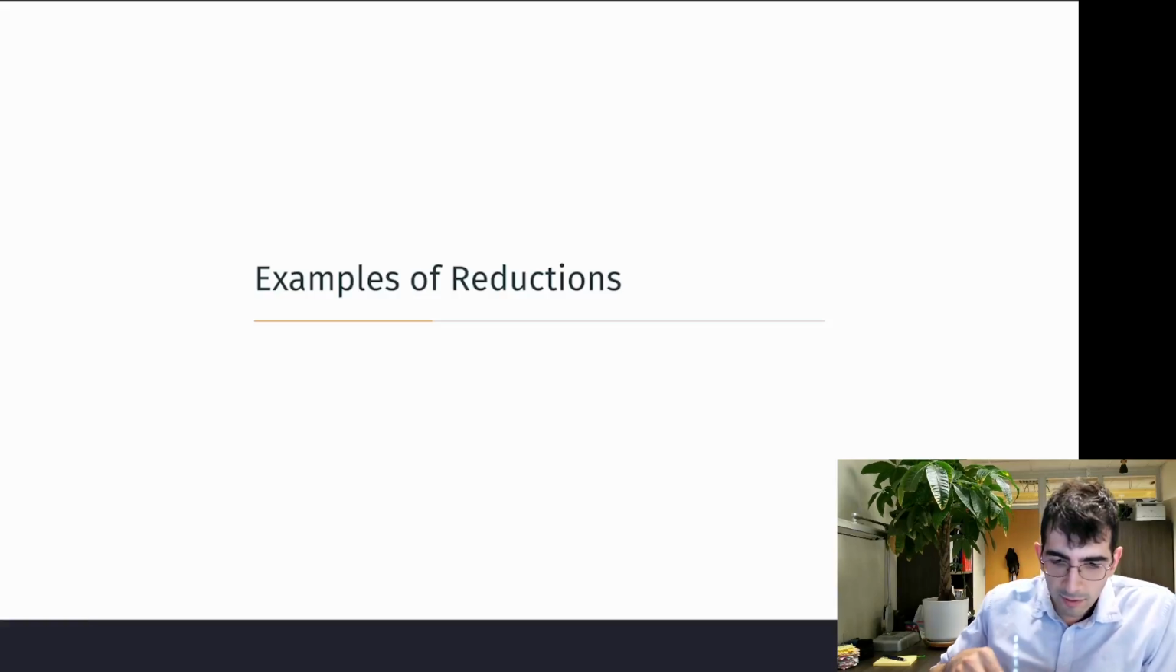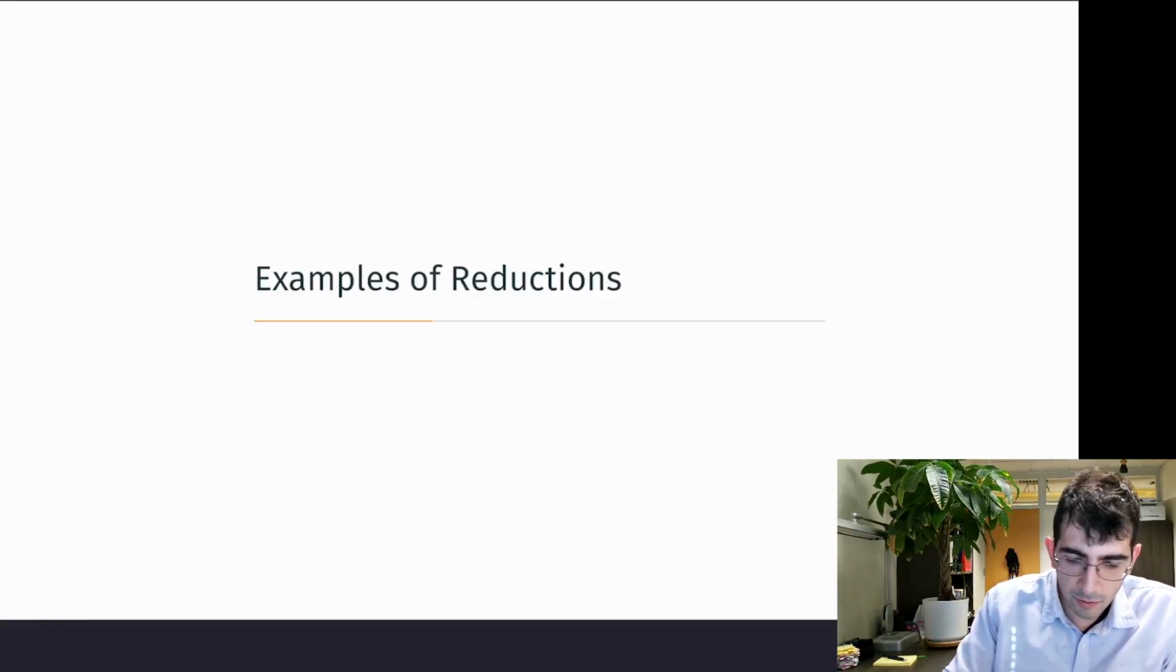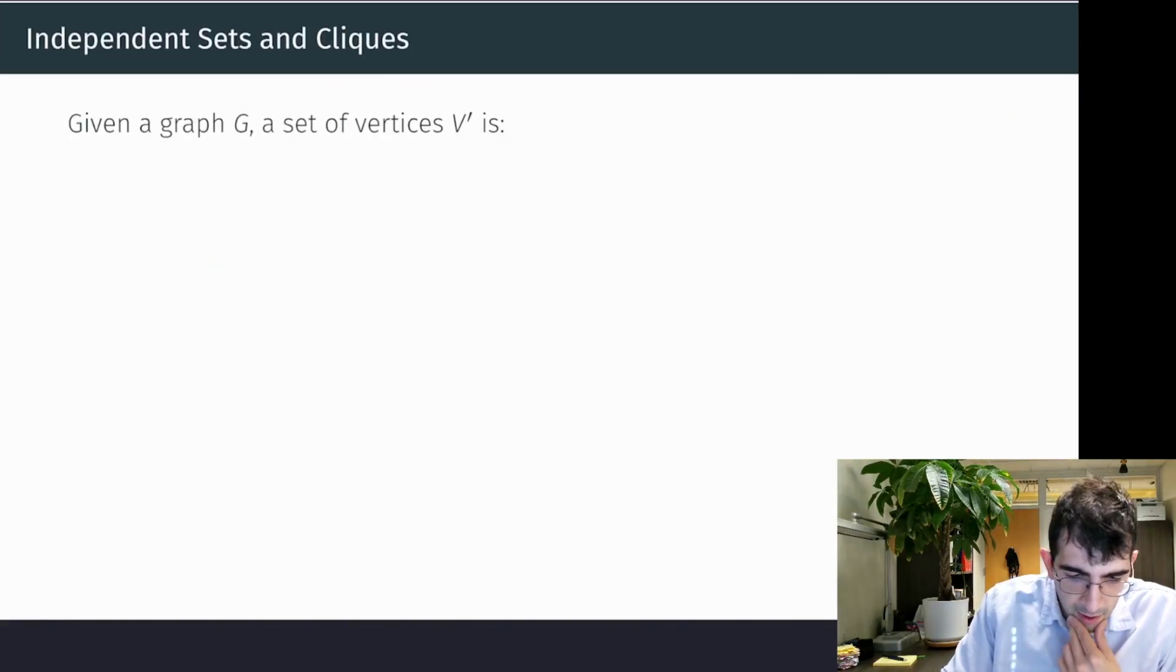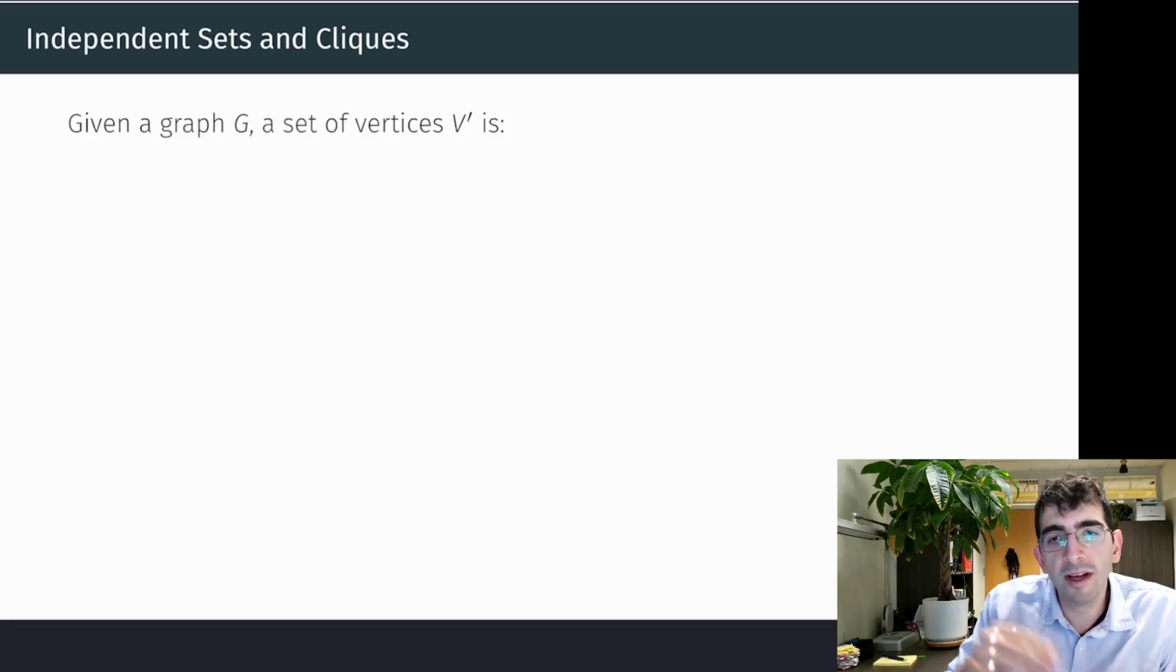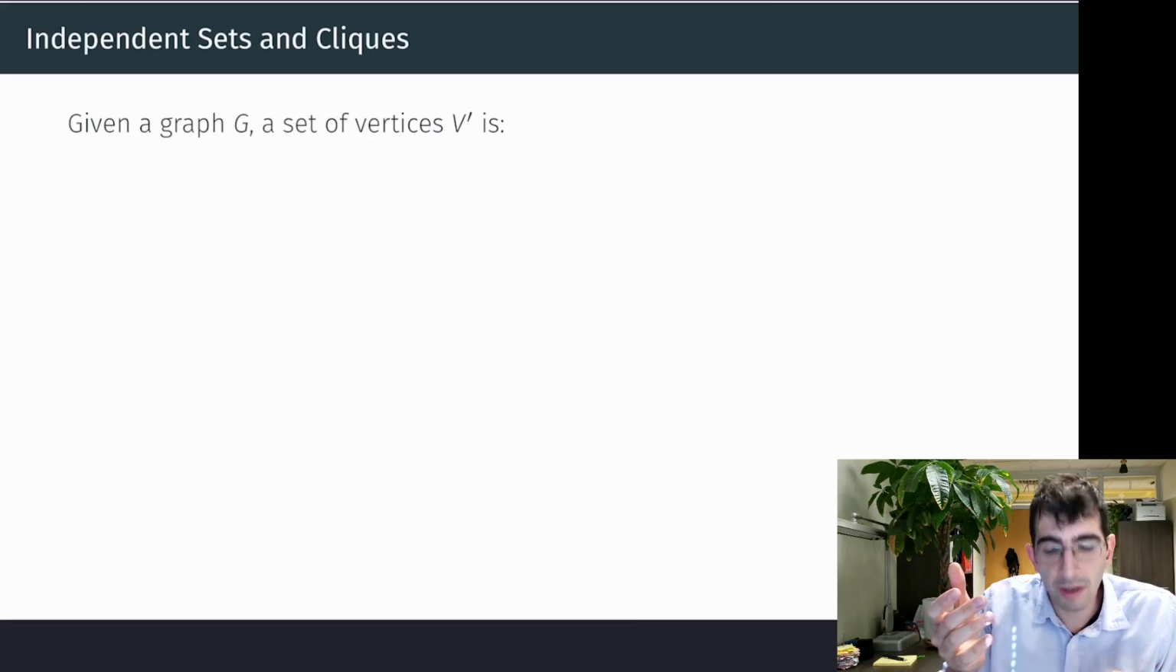Okay, so let's go through some examples of reductions, and we're going to go through one that's particularly famous. So we're going to go through the independent sets problem and the clique problem. What's useful about these problems is that the two are basically mirror images of each other. So hopefully these will be a good vehicle for us to show how to do reductions.